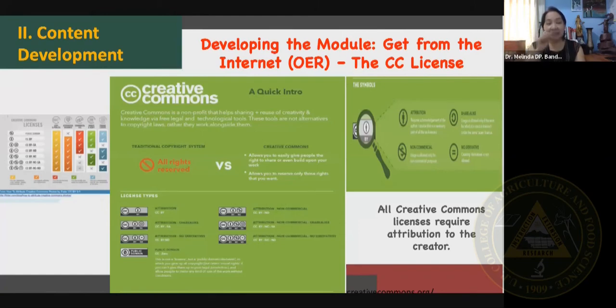Yung iba, because like right now, especially with my appointment as an OER ambassador for the International Council on Open and Distance Education, we are really advocating the use and the sharing. So halimbawa, meron kayong ginawa na material, educational material, we also encourage the sharing of the same material under the Creative Commons license. So ano yung hesitation of our fellow educators?